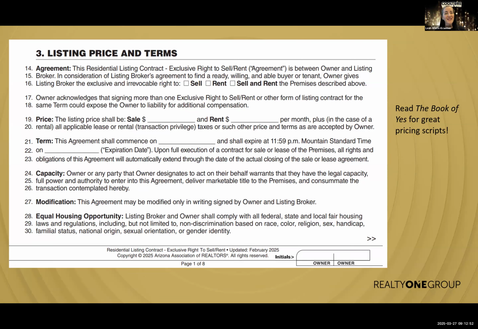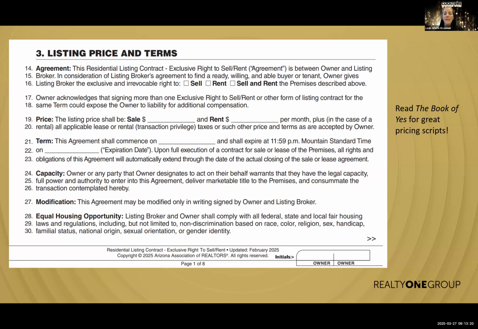But there may be wholesale deals or other situations that are off the market and we are not aware of, and this could put the owner in a bind. So during your listing appointment, just make sure they understand that and they have not signed any documents at any point with anybody else. The listing price shall be whatever dollar amount, plus in the case of a rental, all applicable lease or rental transaction privilege taxes or other such price and terms as are accepted by owner.